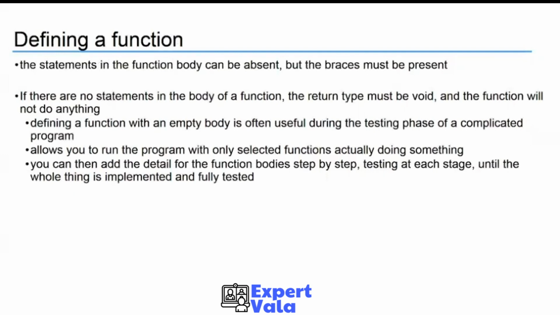If you define a function with an empty body, it can still be useful even though it's not accomplishing anything. You usually do that during the testing phase of a very large program. What this allows you to do is run the program with only certain functions actually doing something, which helps you test better and helps you isolate errors. You could even have implementation in the function body, but just comment it out. Then you can do this divide and conquer approach, and you test more and more. You can then start putting implementation in the function bodies.